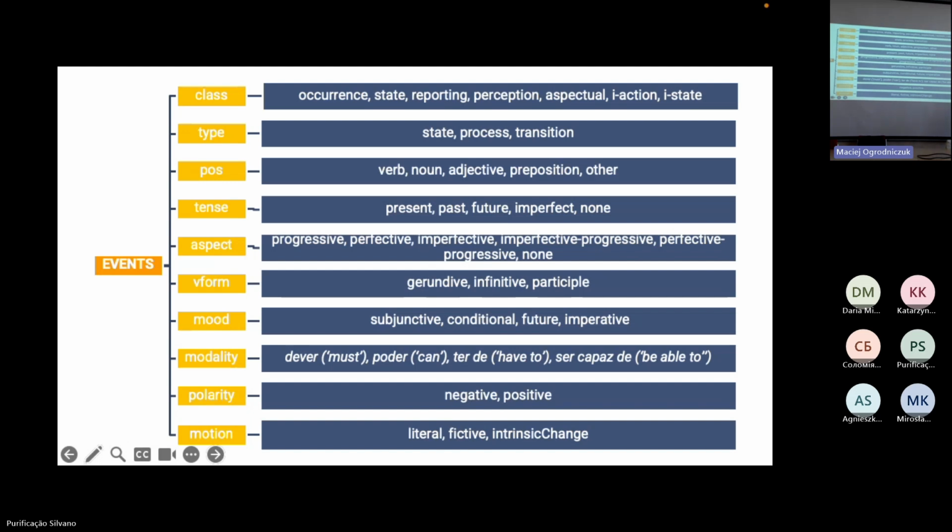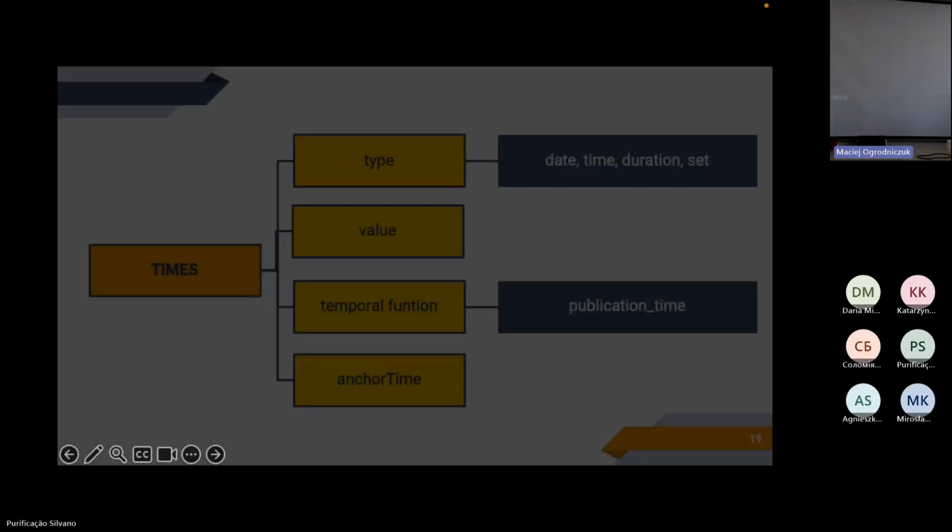We only had to adapt due to language specificities. These ones, modality, because we had to insert the modal values for Portuguese, right? And also we added the attribute future to the mood, because in Portuguese we have this future with the modal meaning. But for the most part, we used what is proposed by ISO.